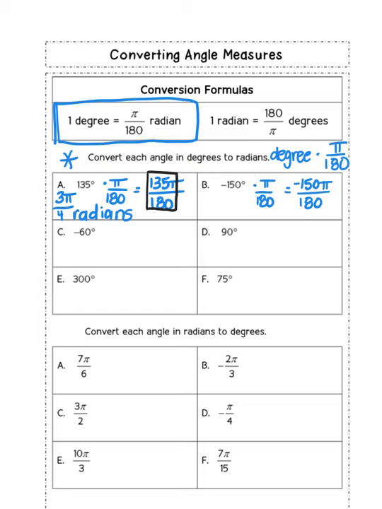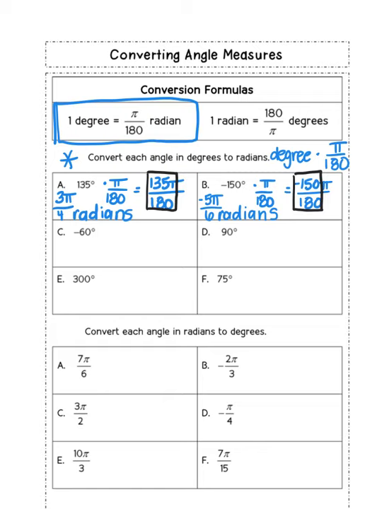And again, this form is in radians. We just want to simplify it. If I take 150 over 180 and simplify that fraction, that is going to give me 5 over 6. So this is actually going to be negative 5 pi over 6 radians. All right, so that's converting from degrees to radians.